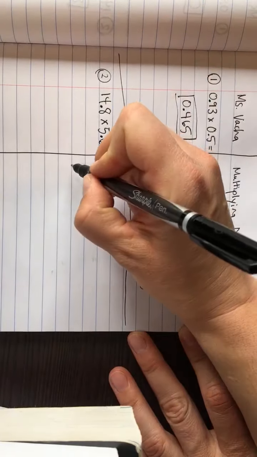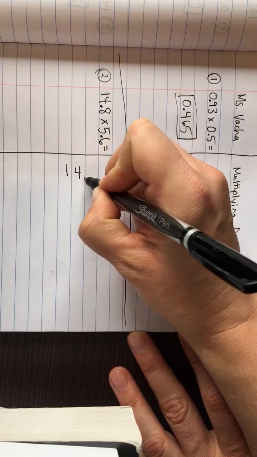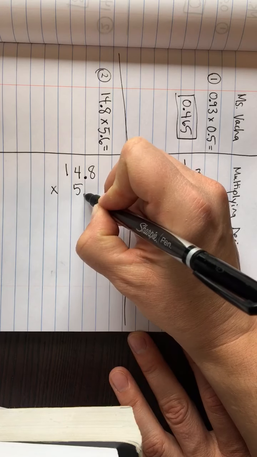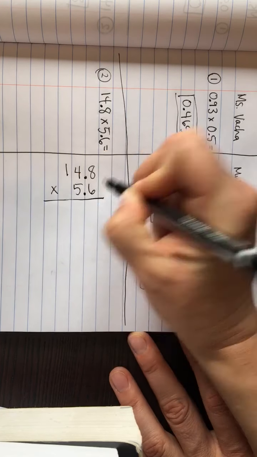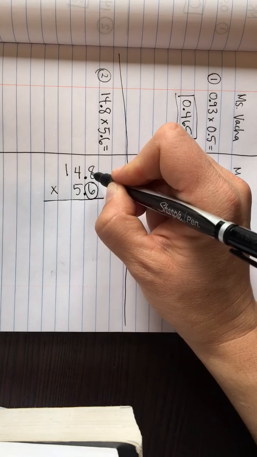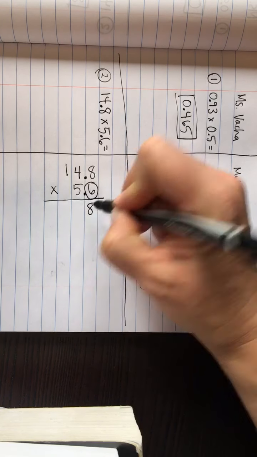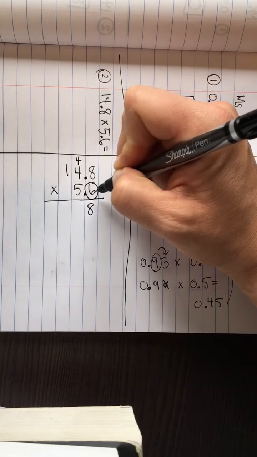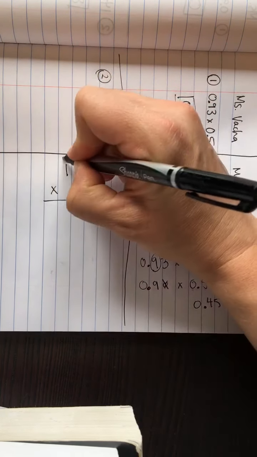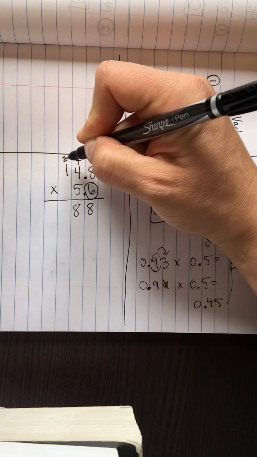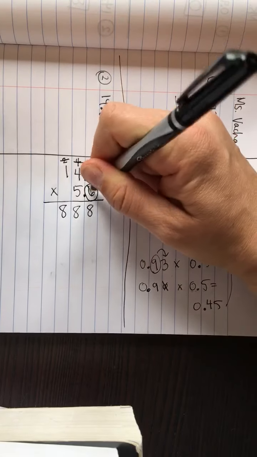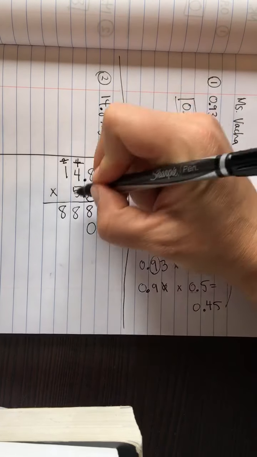All right, so I am doing 14 and 8 tenths times 5 and 6 tenths. I'm going to circle the 6. 6 times 8 is 48, so the 8 comes down, the 4 goes up. 6 times 4 is 24, plus 4 is 28. And then 6 times 1 is 6, plus 2 is 8. Then I'll do tick, tack, toe.